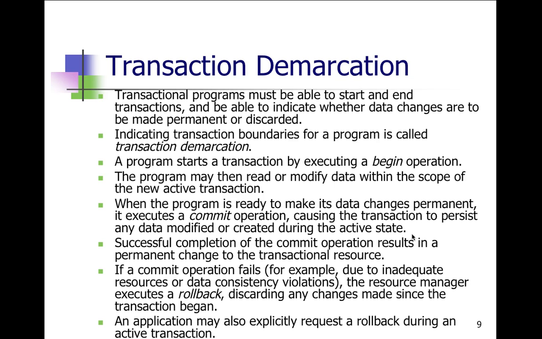So the transactional resource can be updated that things were successful, or if not, then things aren't going to be committed. So if a commit operation fails, for example, due to inadequate resources, data inconsistency violations, or security checks, anything that would cause it to fail, the resource manager executes a rollback, discarding any changes that were made since the transaction began. So the rollback would occur to undo anything. An application may also explicitly request a rollback during an active transaction if it can't complete it.